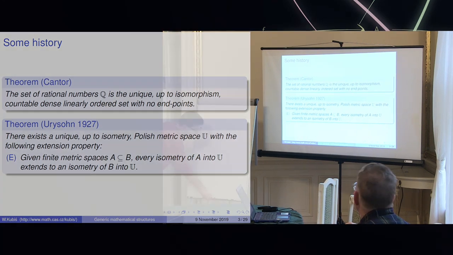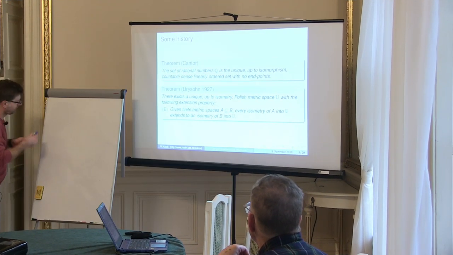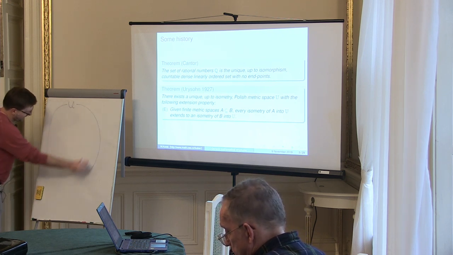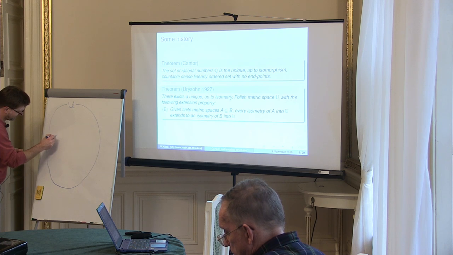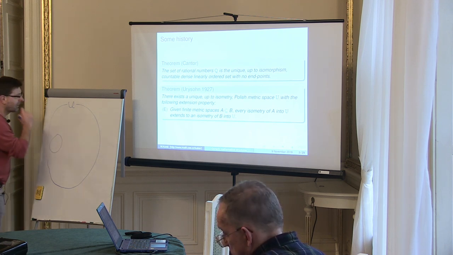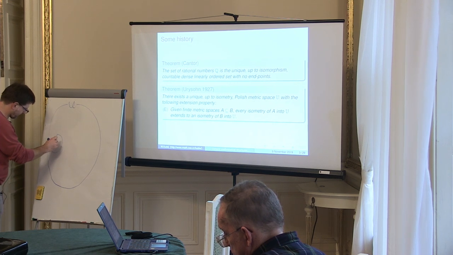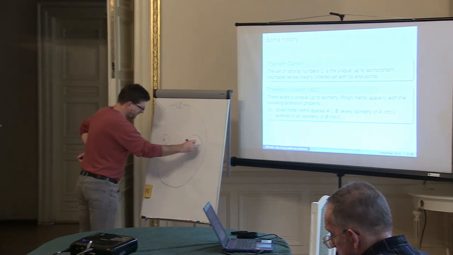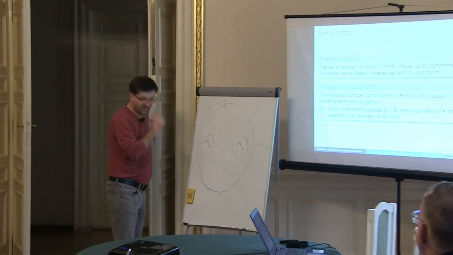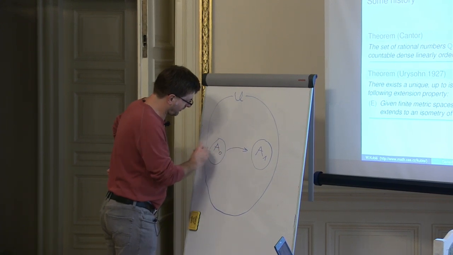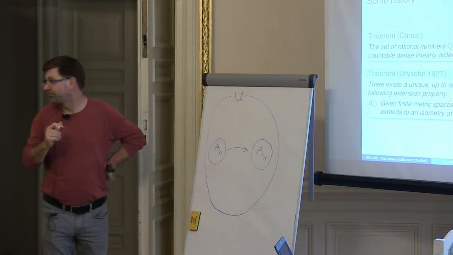So, this is our Urysohn space, and what is homogeneity? Or people call it ultra-homogeneity. You have two copies of the same finite metric space, A0 and A1, and you have an isomorphism from A0 to A1.